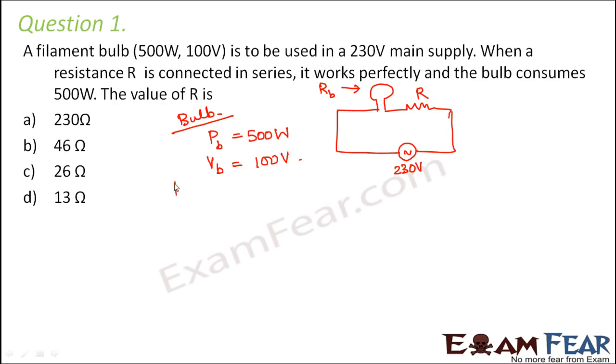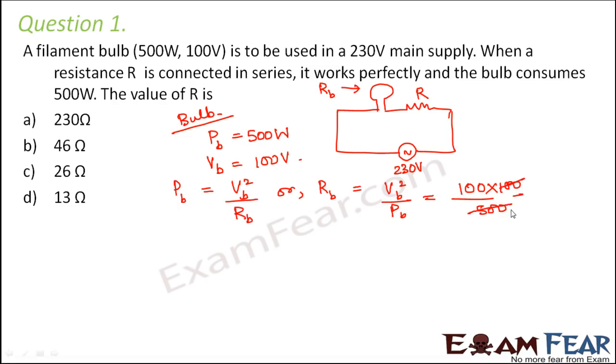So we know that power is equal to V square by R. Right now we are just focusing on the bulb. So we can say that RB will be equal to VB square by PB. VB is equal to 100, so 100 into 100 divided by 500. So this will be equal to 20 ohms. So now we know the resistance of the bulb.